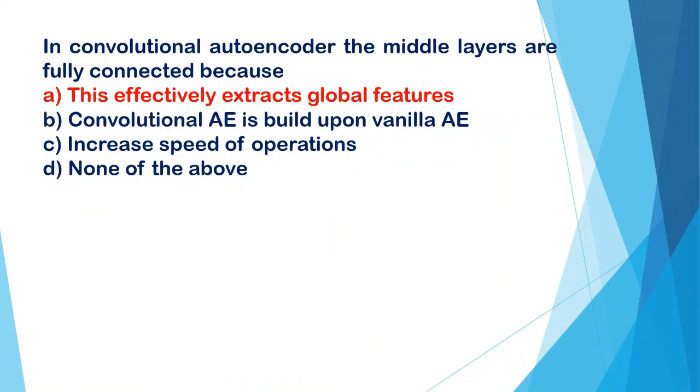In convolutional autoencoder, the middle layers are fully connected because A. This effectively extracts global features. B. Convolutional AE is built upon vanilla AE. C. Increase speed of operations. D. None of the above. And the correct option is A. This effectively extracts global features.